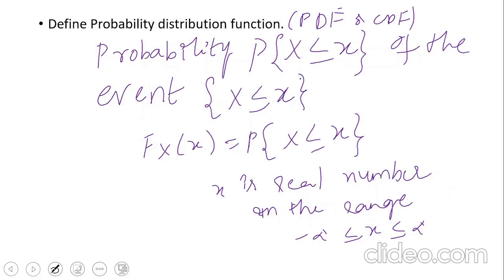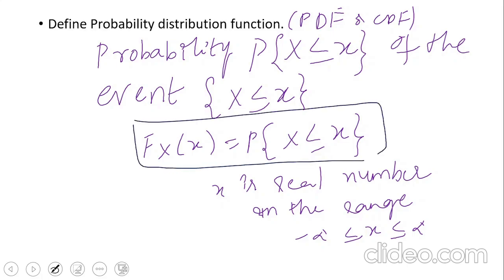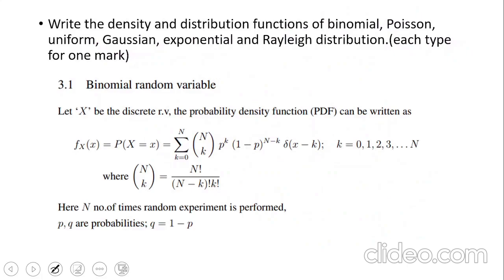Okay. So define probability distribution function, CDF, cumulative distribution function. It is the probability p of the event x less than or equal to x. F x of x is equal to p of x less than or equal to x, where x is a real number in the range minus infinity less than or equal to x less than or equal to infinity. Remember this formula for 1 mark. F x of x is the p of x less than or equal to x.